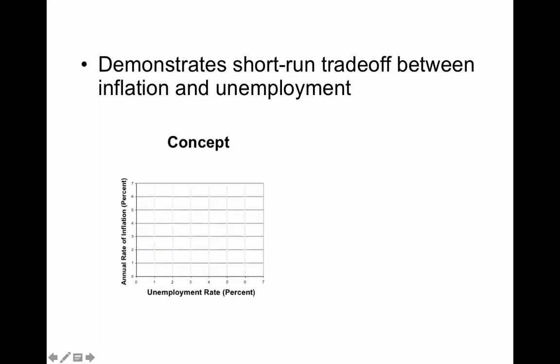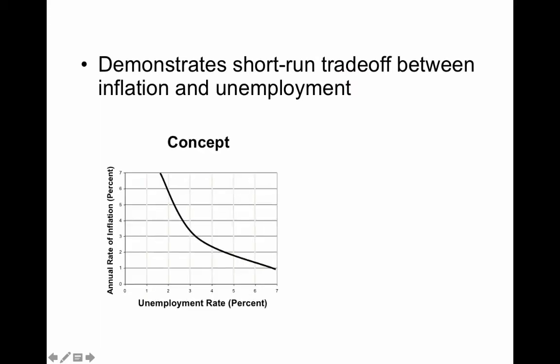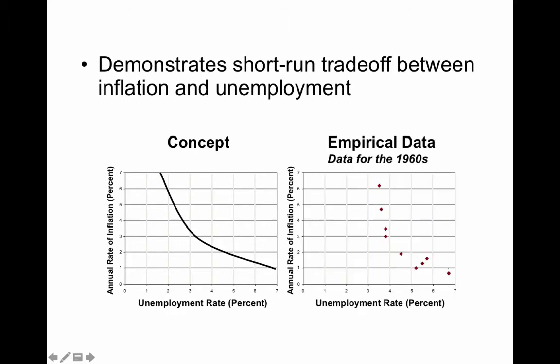So where this really comes from is empirical data from the 60s. So imagine you're in the 60s and you've got all of these years, right? What you see is when the unemployment rate is high, the inflation rate is low. And when the unemployment rate is low, the inflation rate is high. And then there's a pretty clear relationship, okay? And this is what people were assuming this relationship would look like. Okay, and it makes good sense.